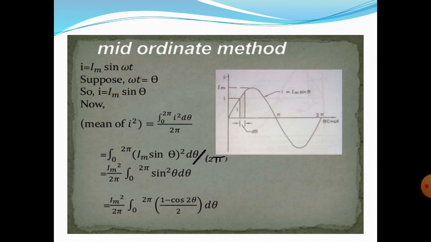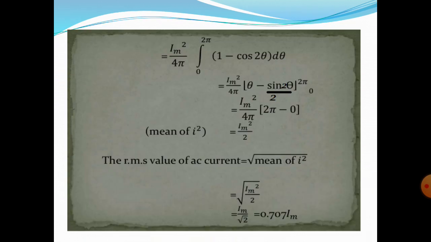The sine square theta can be rewritten as 1 minus cos 2 theta divided by 2 into d theta, and the next equation is Im square divided by 4 pi integral 0 to 2 pi of 1 minus cos 2 theta d theta. Integrate the term 1 minus cos 2 theta. After that we substitute the limits 0 to 2 pi, and finally we get the answer, mean of i square is equal to Im square divided by 2.